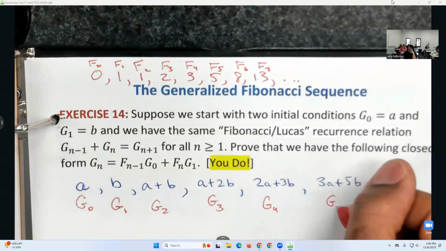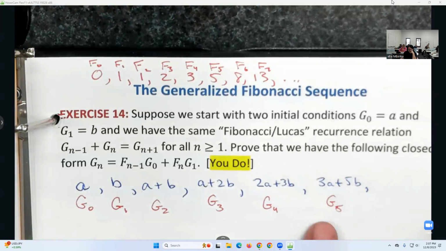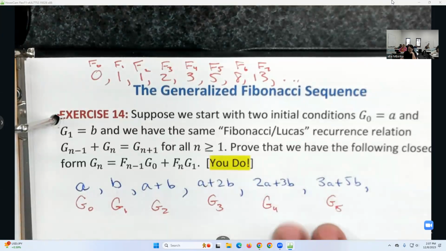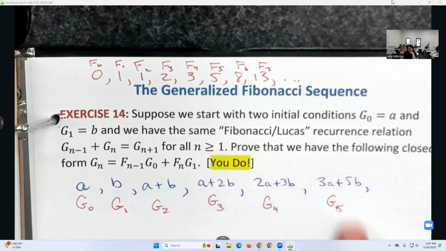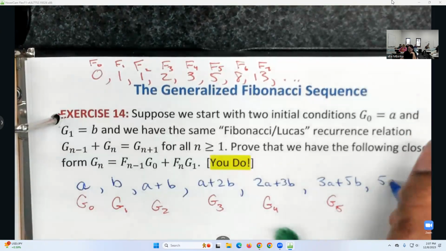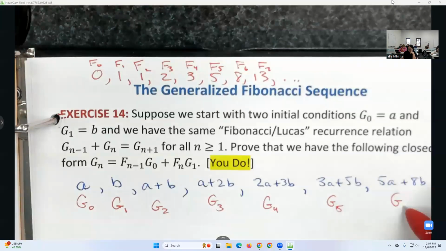Let's just do one more for poops and giggles. We add up the previous two terms. We have how many A's? We have 5 A's. How many B's? We have 8 B's. So 5A plus 8B, and that is what we call G6.